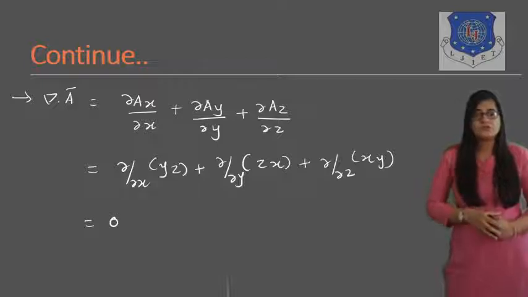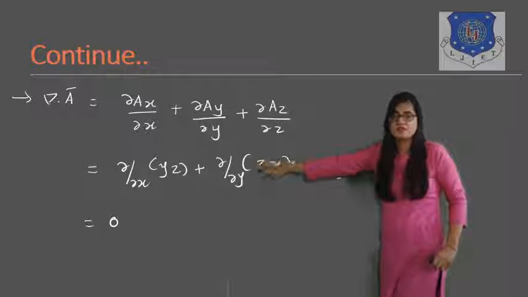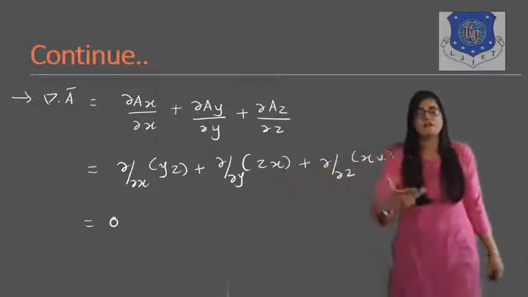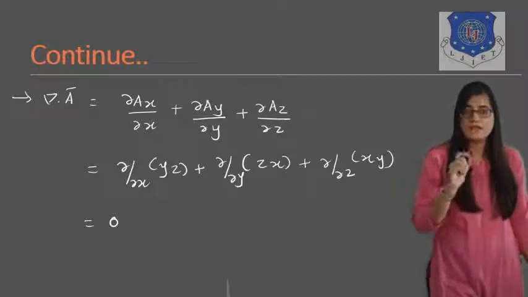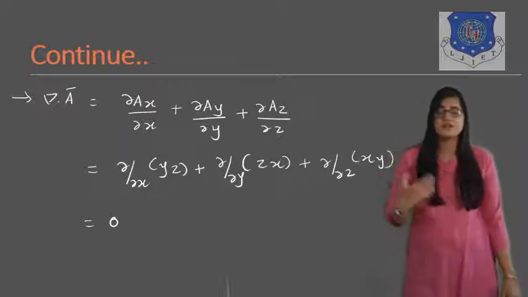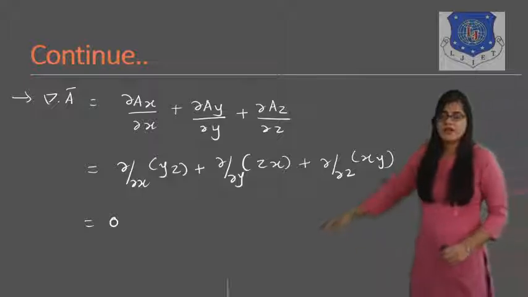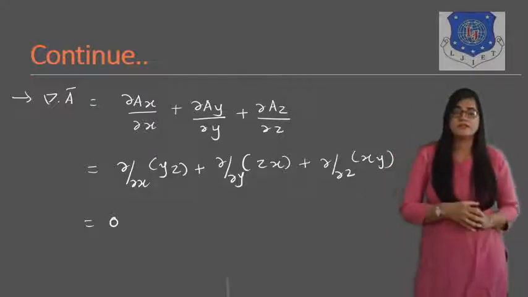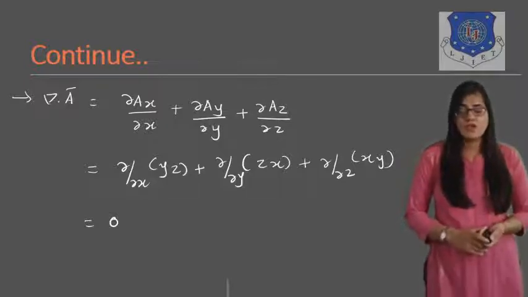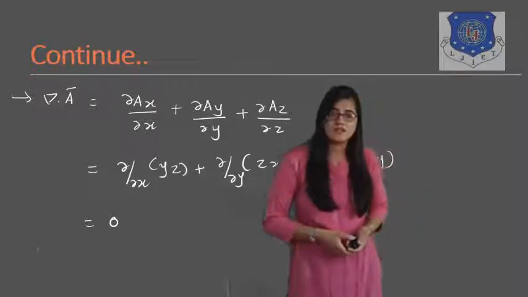Again, you have to do the partial differentiation of the first term. There is no term of x present, means the first term is 0. Here also no term of y is present, that's why the partial differentiation with respect to y is 0. And in this case, no term of z is present, and that's why the partial differentiation with respect to z is 0. And that's why del dot A bar is 0, means the given system is solenoidal, because here the divergence is 0. So this is how you can prove that the given system is irrotational as well as solenoidal.